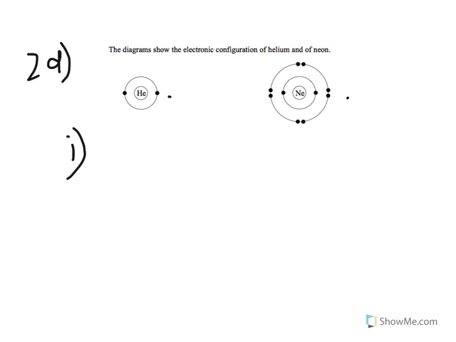Alright, question 2D shows the diagrams of helium and neon. And they're asking you what is the similarity in the outer shells of these two atoms. Now, remember that in the first shell of any atom, the maximum number of electrons is 2. And in the second shell, the maximum number of electrons is 8. So as you can see over here, you have the maximum number of electrons as you have 8 electrons. And over here, you have the maximum number of electrons as you have 2 electrons.